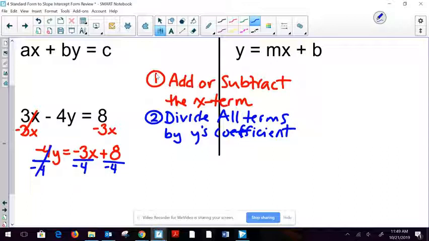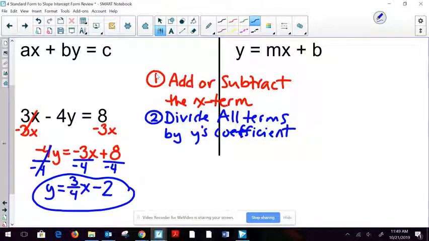When I do this, I not only need to simplify the numbers, but I also have to simplify my signs. So for the negative 3x over negative 4, I need to take care of my double negative. A negative and negative give me a positive 3 over 4x. If I look at a positive 8 and a negative 4, well, a positive and a negative give me a negative, and then 8 divided by 4 is 2. So 3x minus 4y equals 8, written into slope-intercept form, is y equals 3 over 4x minus 2. Let's go ahead and look at a couple more examples.